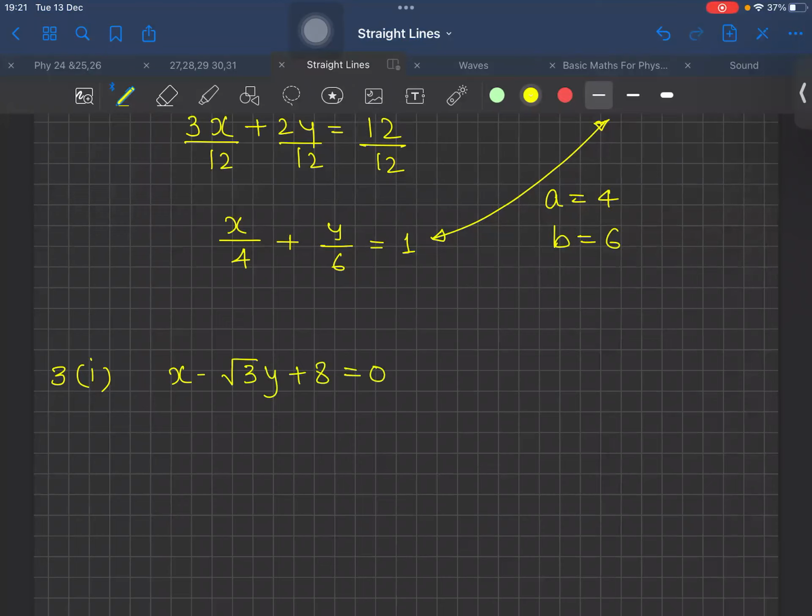Now what is normal form? x cos omega plus y sin omega is equal to p. So what do you need to find out? You need to find omega and p. Find out how you will do that.